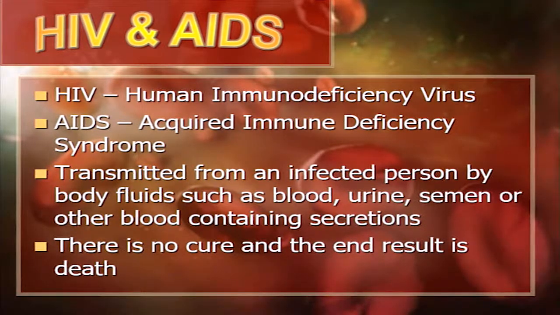It's transmitted from an infected person by bodily fluids such as blood or urine, semen, or other blood-containing secretions. The key element here is blood. The urine and semen, these secretions will only carry it if there's blood present. It is estimated you have like a 0.4% chance of catching it from anything other than directly blood. So if it's directly touching blood, you're going to have a problem.